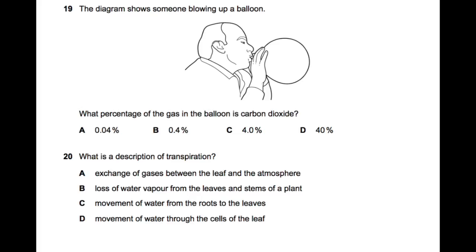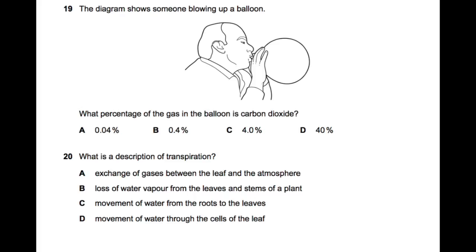Question 19. The diagram shows someone blowing up a balloon. Which percentage of the gas in the balloon is carbon dioxide? So this man is blowing out carbon dioxide, as we exhale carbon dioxide and inhale oxygen. So if the answer is 0.04, that does not make sense. B, 0.4%, it's still too little. C, 4.0, which is the right amount, if you think logically, because 40% is way too much carbon dioxide.